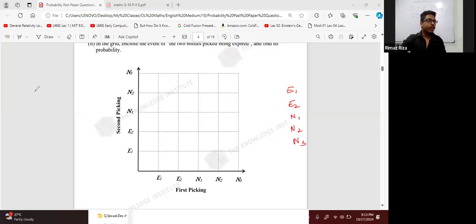Suppose I pick the E1 bottle in my first time, randomly picking one bottle. Okay, and then I replace it. Then for the second time, I can pick the E1 bottle again. That is obvious, right? If I take the bottle, say E1, and then I replace it, and then again I randomly take, it can be E1. That is possible, right? Because I have replaced that bottle. Then E2 is also possible for the second item. Sorry, E1, E2, N1, N2, N3.